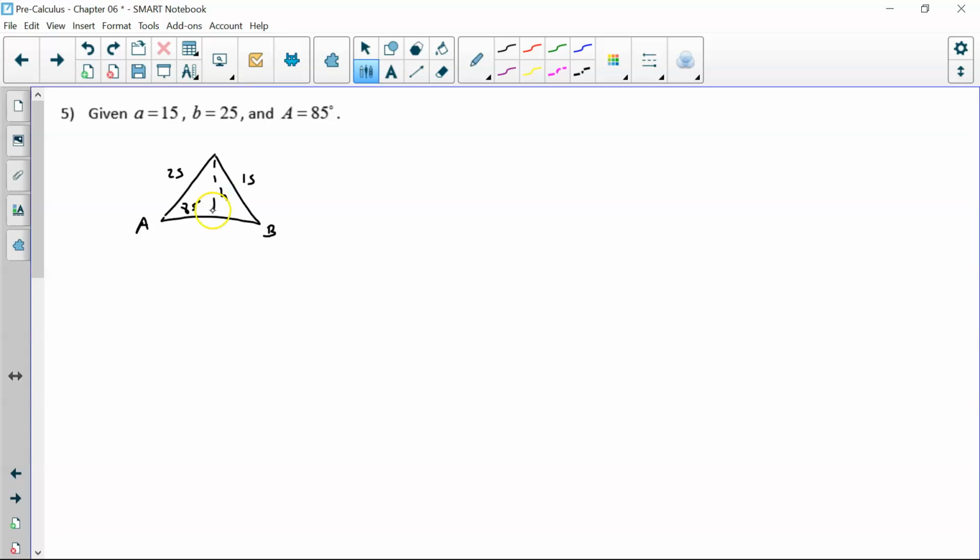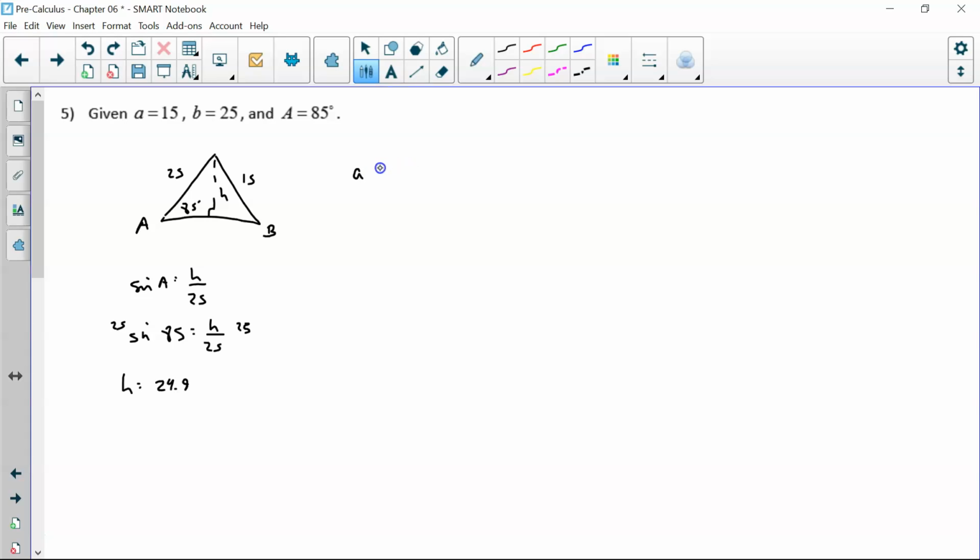So now let's find H just to make sure. So we have the sine of A equals H over 25. So the sine of 85 equals H over 25. Multiply both sides by 25. H equals 24.9.